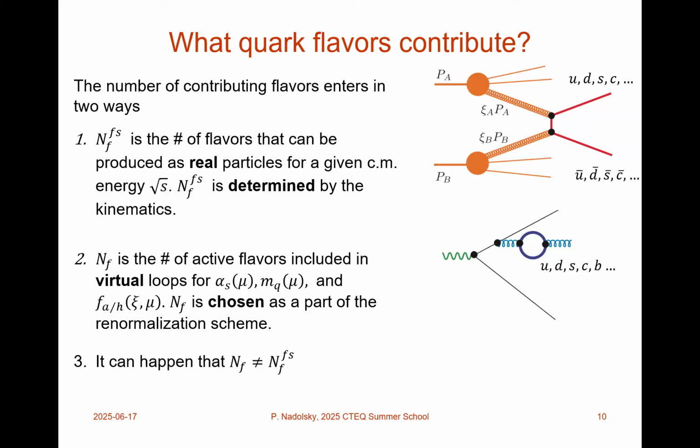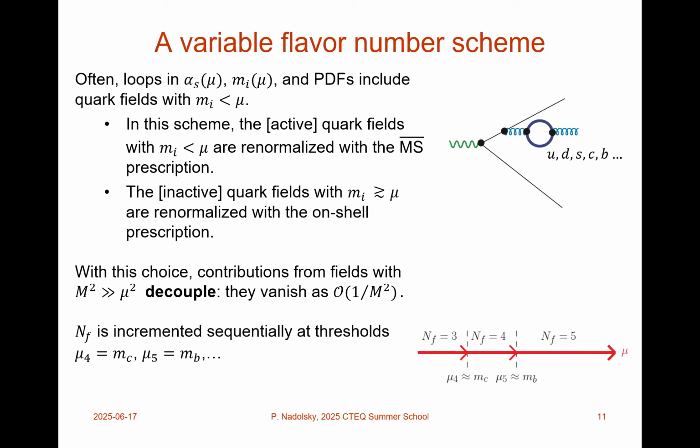For the same square root of S, you can use NF equals 3 in the loop or NF equals 4 in the loop. And what this means is the following. When we choose NF, the number of active flavors, we select essentially the definition of alpha S, running masses, and the PDFs. Whenever we calculate the loop corrections, we have a choice. We put this loop correction into the hard cross section, or we can put a part of it, or maybe all of it into alpha S, so the running mass.